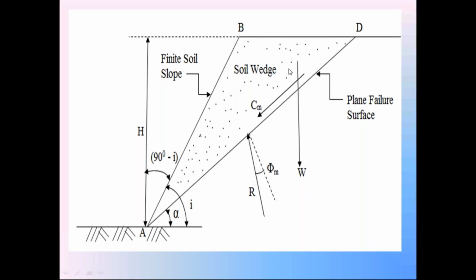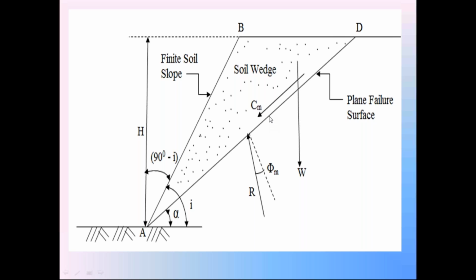Then check this diagram. At the instant of failure, this soil wedge is moving in the downward direction. When it is moving downward, the soil wedge applies the force Cm on this failure surface AD. Check this force Cm. This force Cm is parallel to surface AD. It is acting along the failure surface AD. We call this Cm the mobilized cohesion. The Cm is called the mobilized cohesion force of the soil wedge on the failure surface AD.